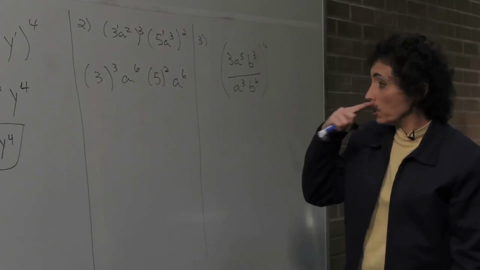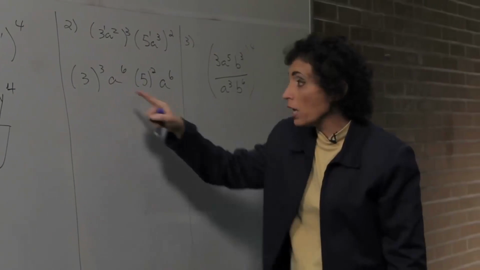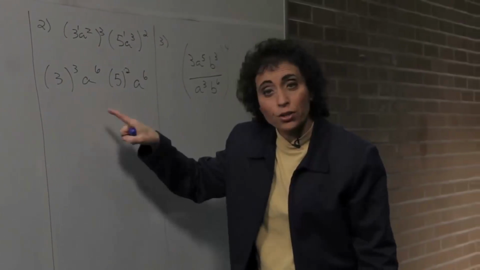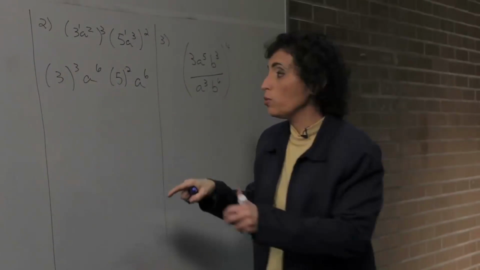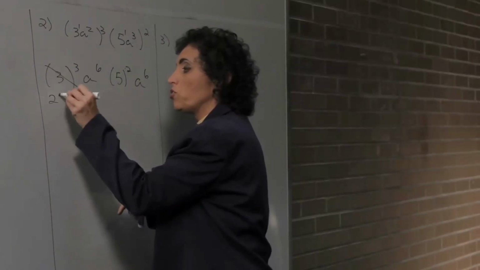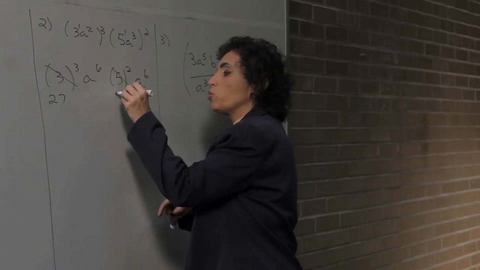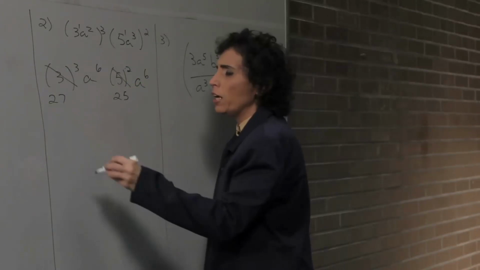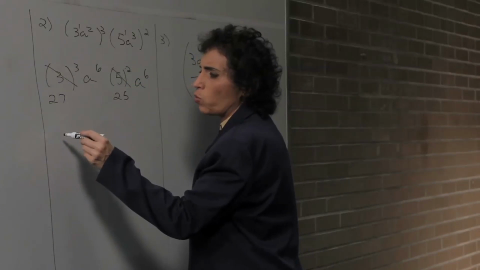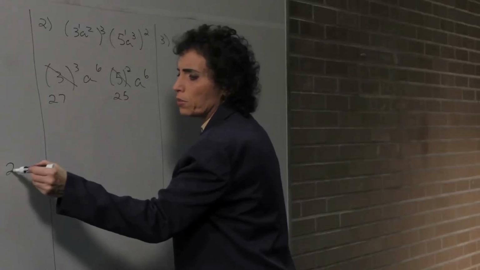Now, here's the deal. I'm actually going to multiply this. I cannot do that same rule here, keep the base, add the exponents, because these bases don't match. So I'm going to actually have to do this. 3 cubed is 27. 5 squared is 25. And I believe 27 times 25 is 1,025, but I'm not positive.